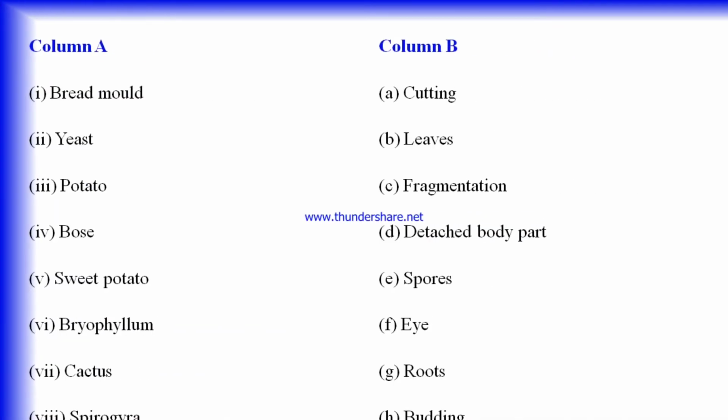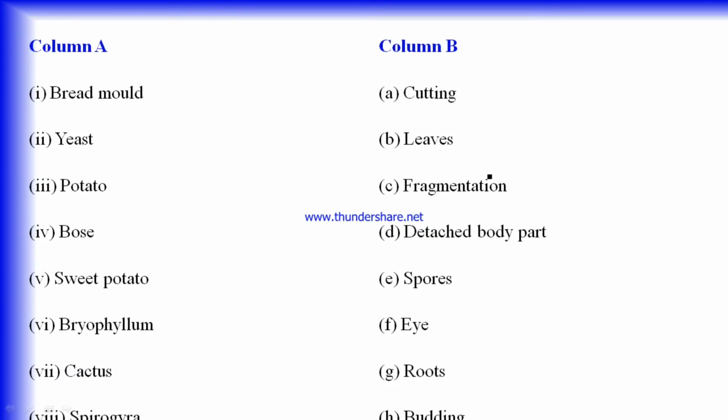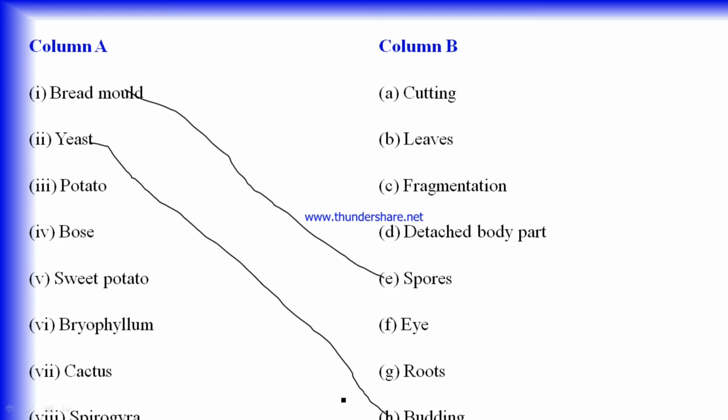Next, here is the match the column. Column A: bread mold, yeast, potato, rose, sweet potato, bryophyllum, cactus, spirogyra. And column B contains cutting, leaves, fragmentation, detached body part, spores, eye, roots and budding. So first let's see bread mold. Bread mold relates to spores, option E. Then yeast relates to budding. The process by which yeast reproduces is called budding. So yeast is related to H, budding.